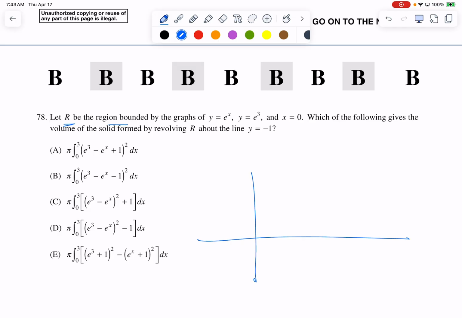Let R be the region bounded by the graphs of e to the x. Can you draw e to the x? This is the J curve. J curve at (0, 1). Everybody draw a J curve at (0, 1). You guys get a preview of something so sweet. So there's a J curve. Done. What's y equals e to the 3rd power?